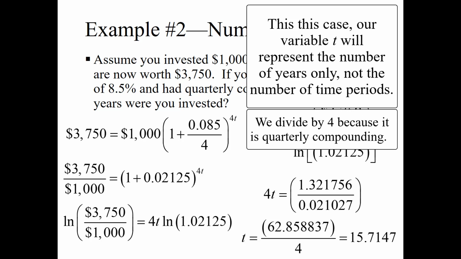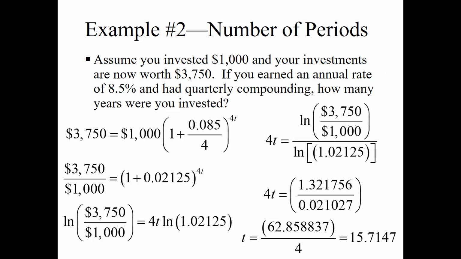The number 62.858837, that is the number of quarters that it takes for us to reach that value. And so at the end of the equation, we need to make sure we adjust for that quarterly again. Because we solved for quarters, we need to change that to years because that's what the problem asked for. And so that's why we divided by 4 to get 15.7147 years.